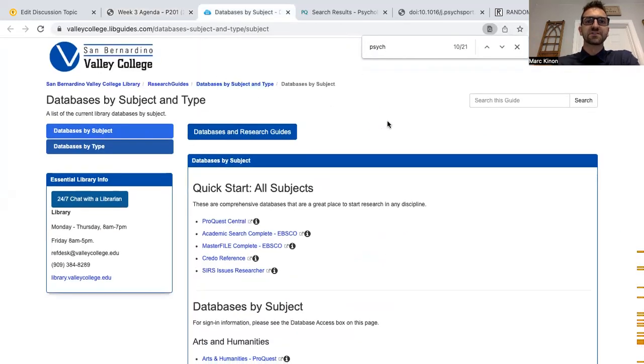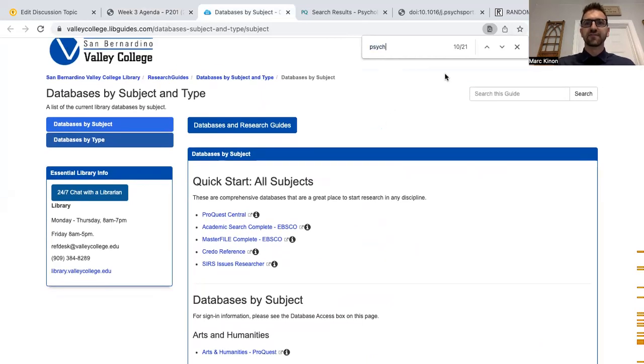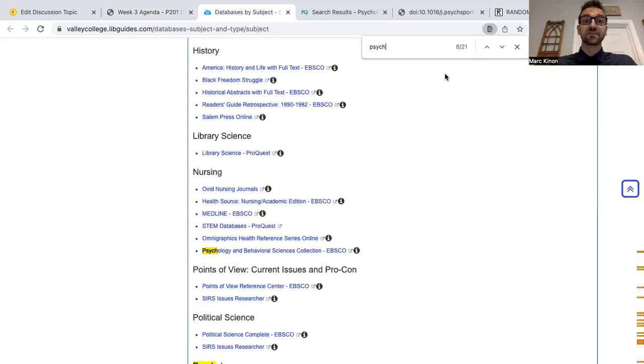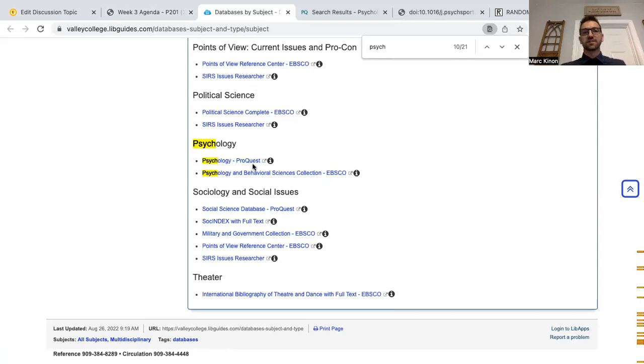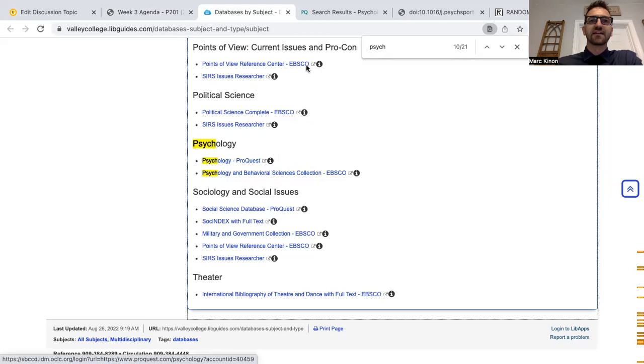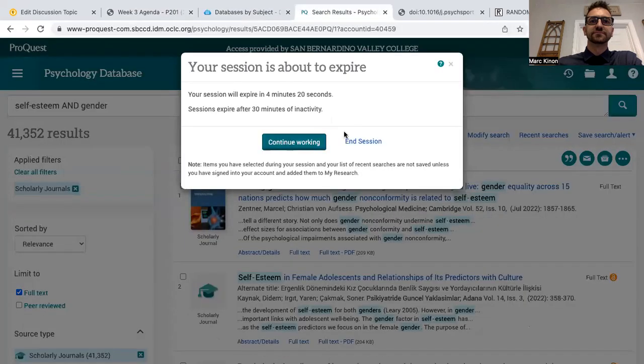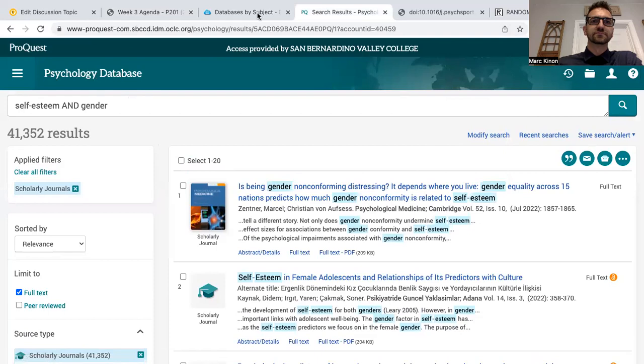And this will be the top of the page. You can just control find for psychology. You'll notice there's a psychology under health, behavioral science, and medicine. There's also a psychology under nursing, but then there's a psychology. And there's 2 different routes you can take. There's Psychology ProQuest, and then there's this one, the EBSCO. So you can click on that, and if you click on that, it's going to take you to this screen. Okay, let's go ahead and click on it.